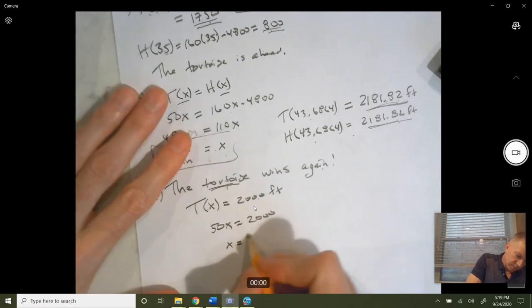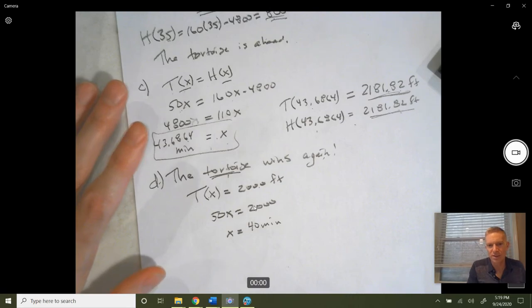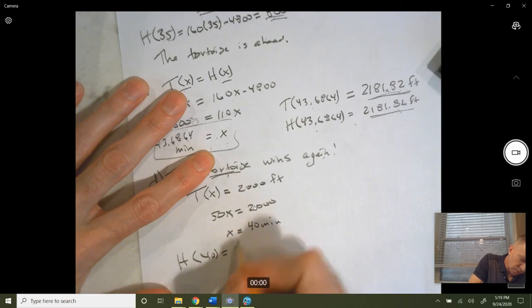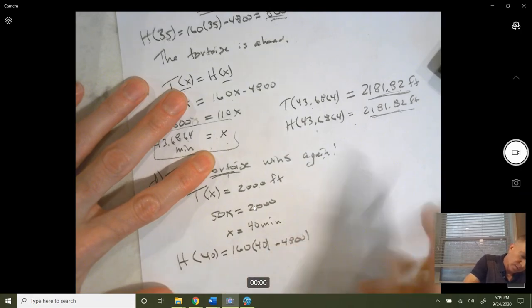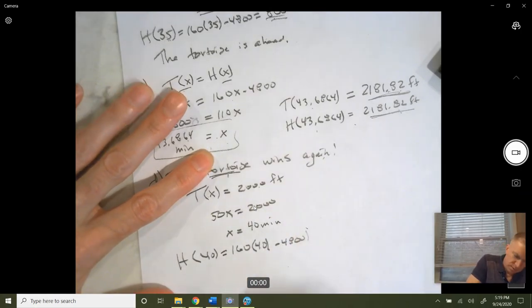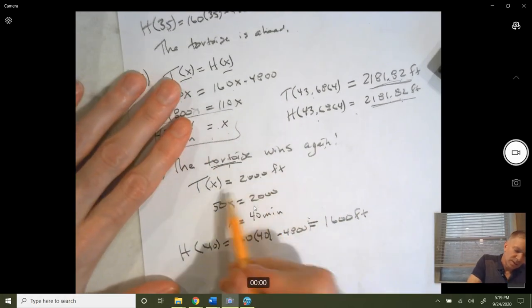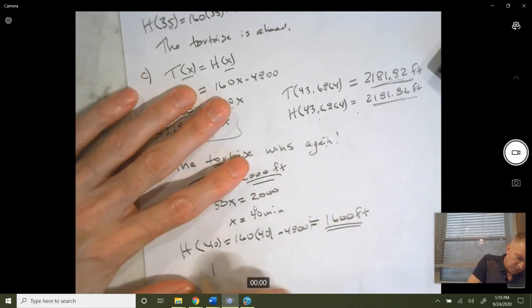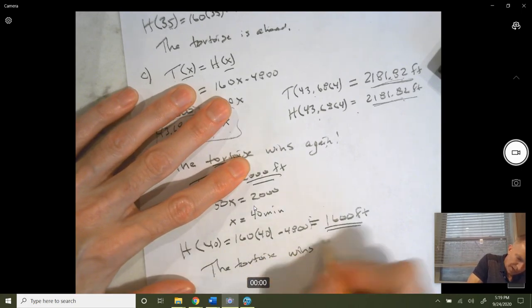40 minutes. Okay, now we have to look at where the hare was at 40 minutes. So h of 40 is equal to 160 times 40, minus 4,800, which equals 1,600 feet. So when the tortoise is at 2,000 feet and wins, the hare is at 1,600 feet. So the tortoise wins by 400 feet.